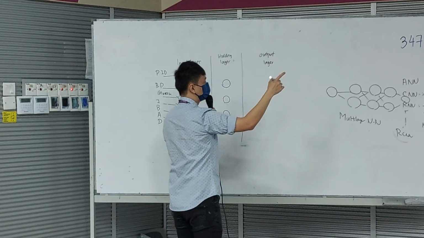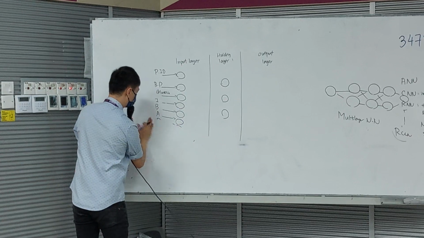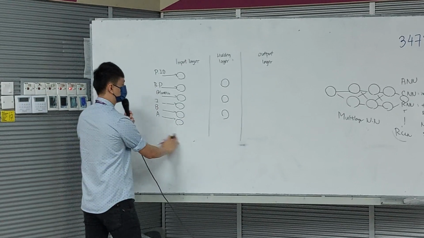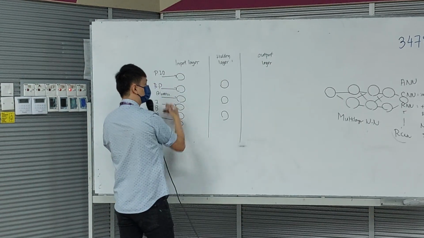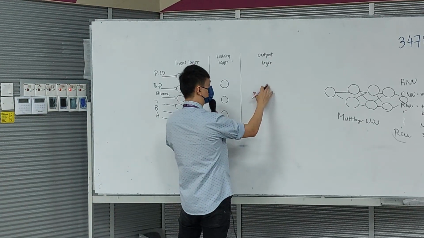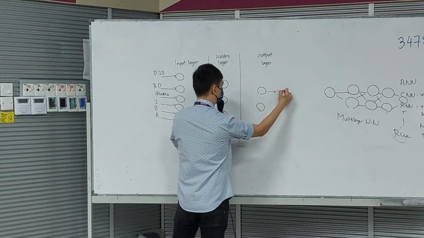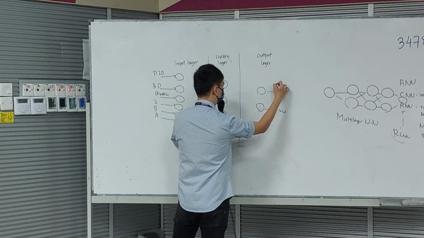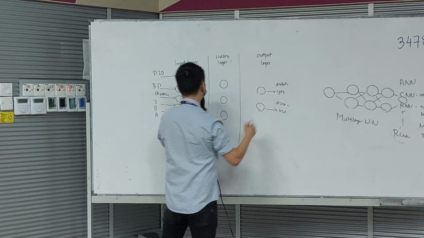So what is the output here? The diabetes, not diabetes, is the output. It's not the input. Diabetes is your output. You want to predict, based on these 6 features, whether the patient has diabetes or not. So you can set 2 neurons, yes and no, for diabetes.